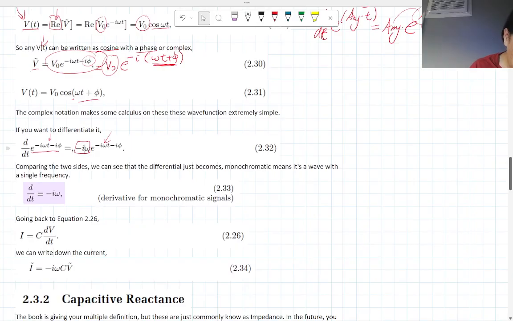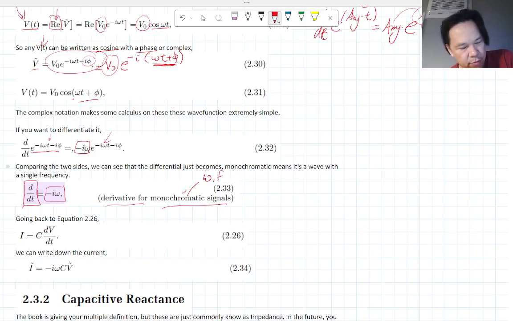So if we compare both sides of this equation, we can see that the time derivative for the voltage function is actually the same thing as just multiplying it by negative i omega. Okay, so this is the derivative of a monochromatic signal. Monochromatic means it's just a single omega or f, a single frequency. As I mentioned before, if you can solve it for one frequency, you can solve it for all the different frequencies, because you just add the different frequencies together.